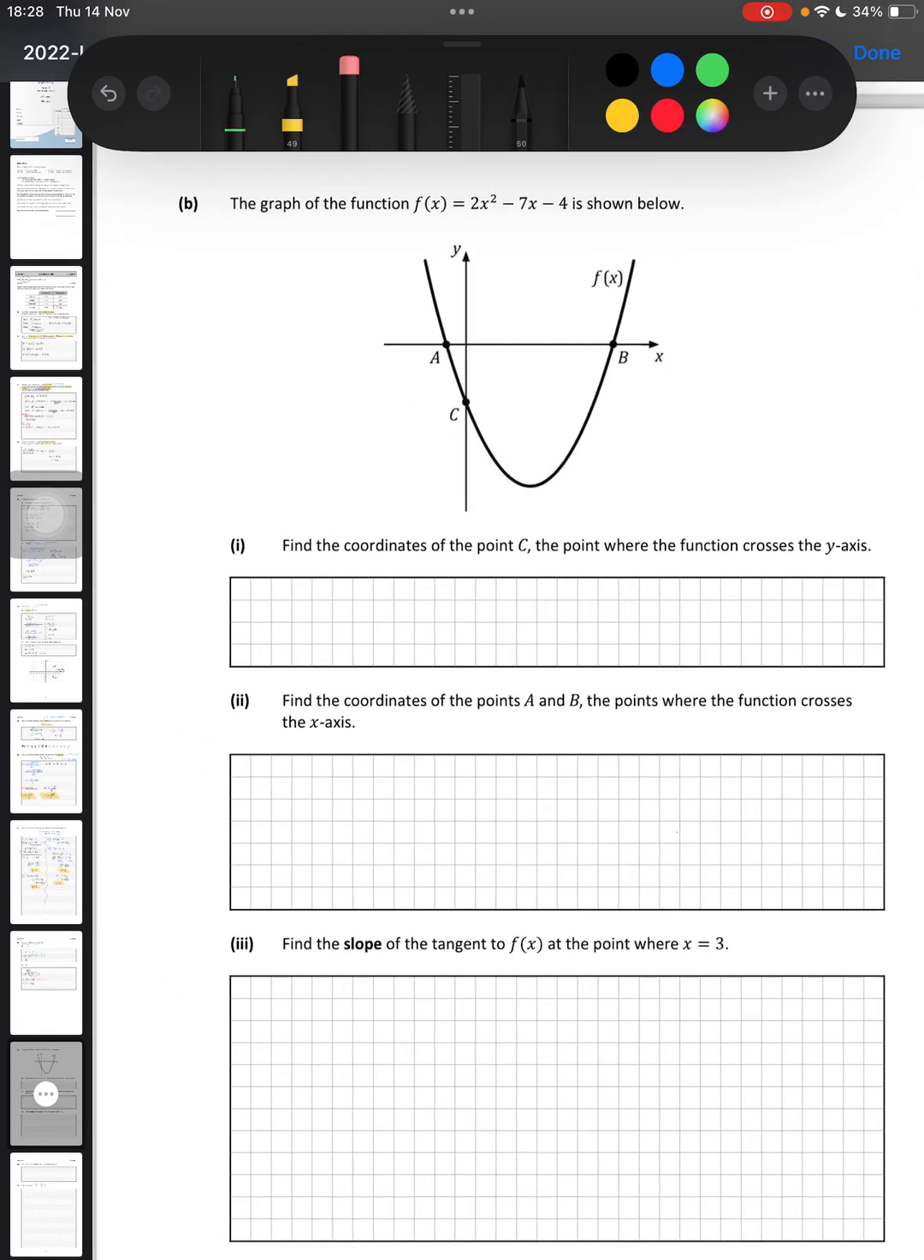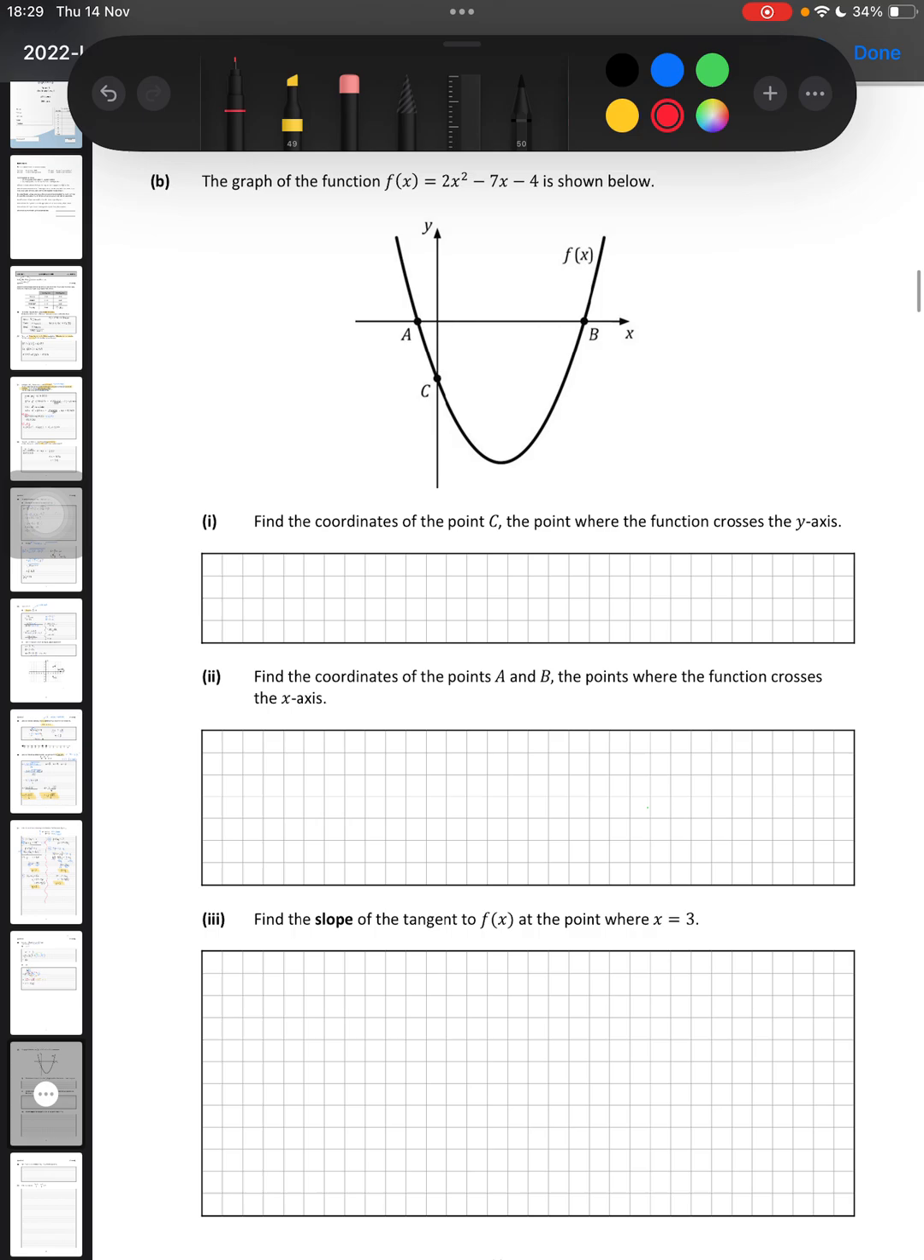Okay, so from our mock 2022, paper 2, question 4, part B brings functions into the question. So we are looking at functions here, and they give us a function in the question.